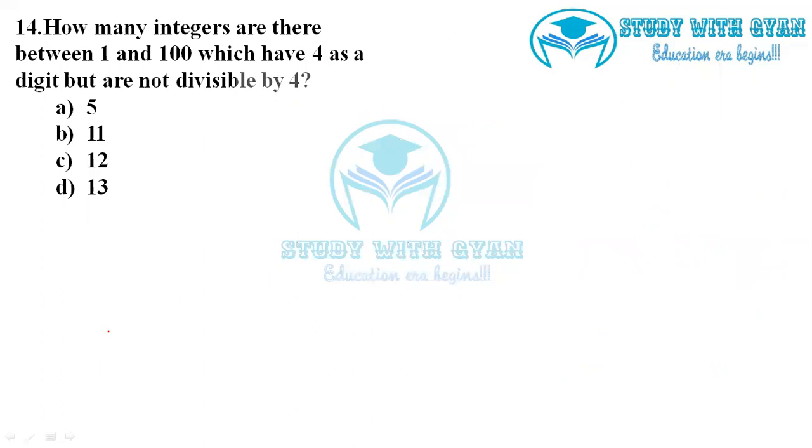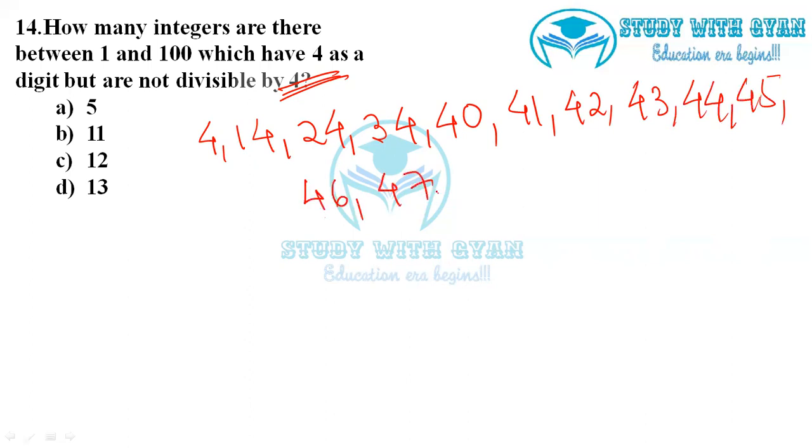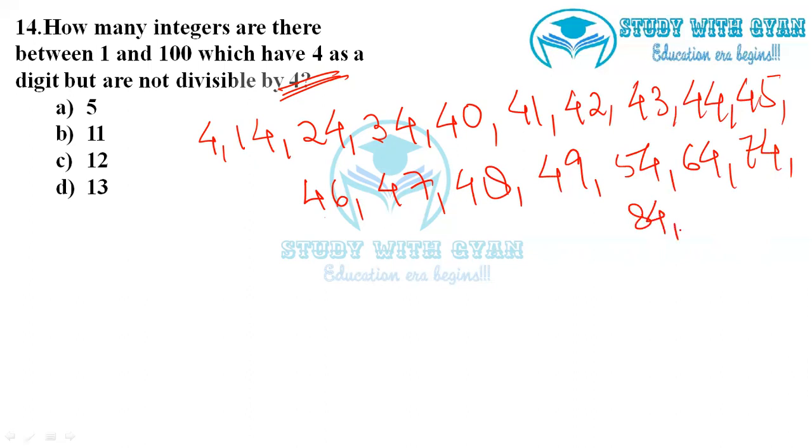After this, how many integers are there between 1 to 100 which have 4 as a digit but are not divisible by 4? For these kinds of questions, you have to just write down directly. First of all, write all the values in which you are getting 4 as a digit. So like this: 40, 41, 42, 43, 44, 45, 46, 47, 48, 49, then 54, 64, 74, 84, and 94.